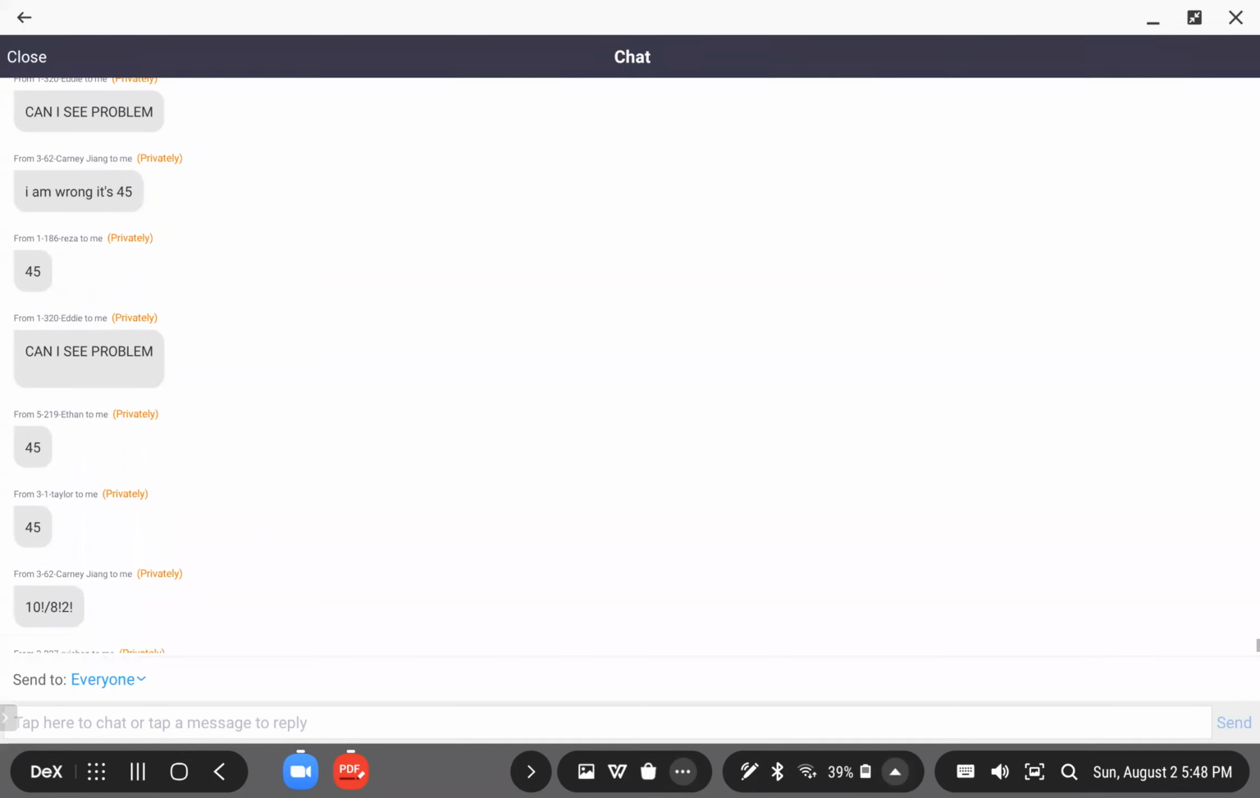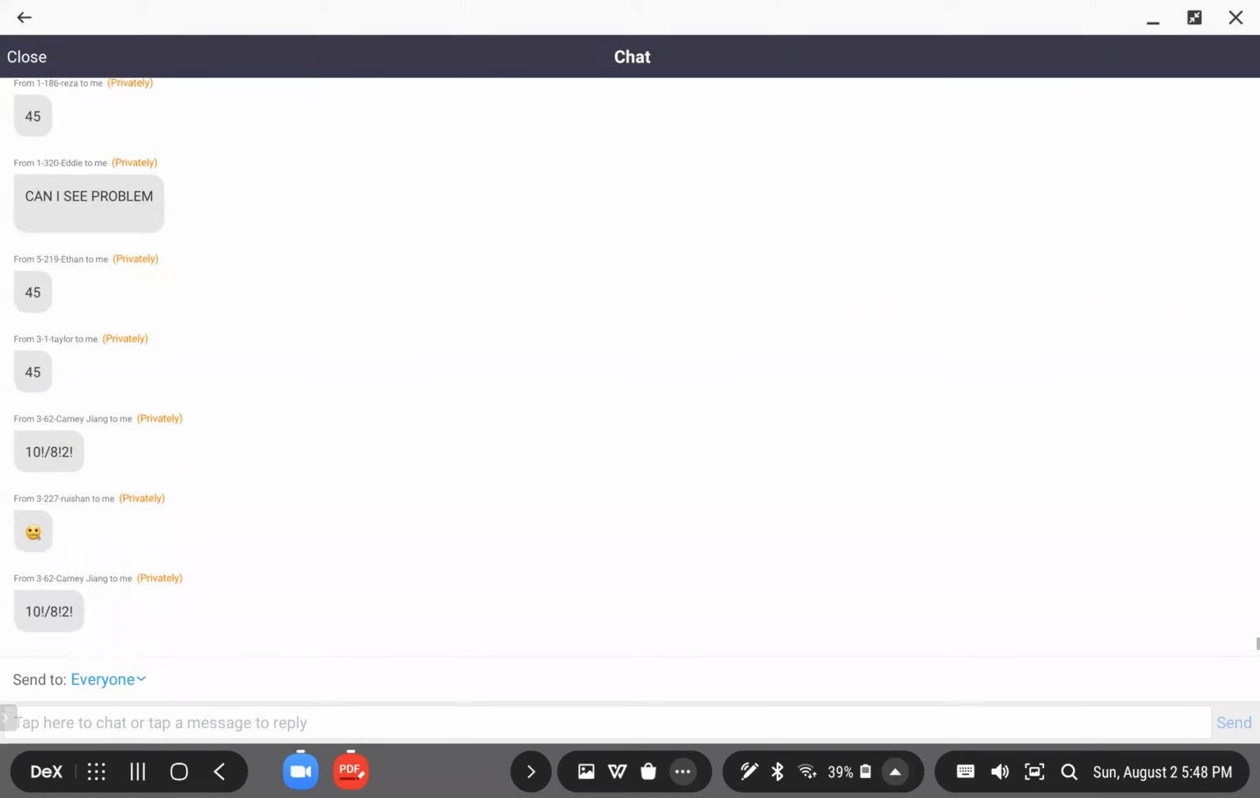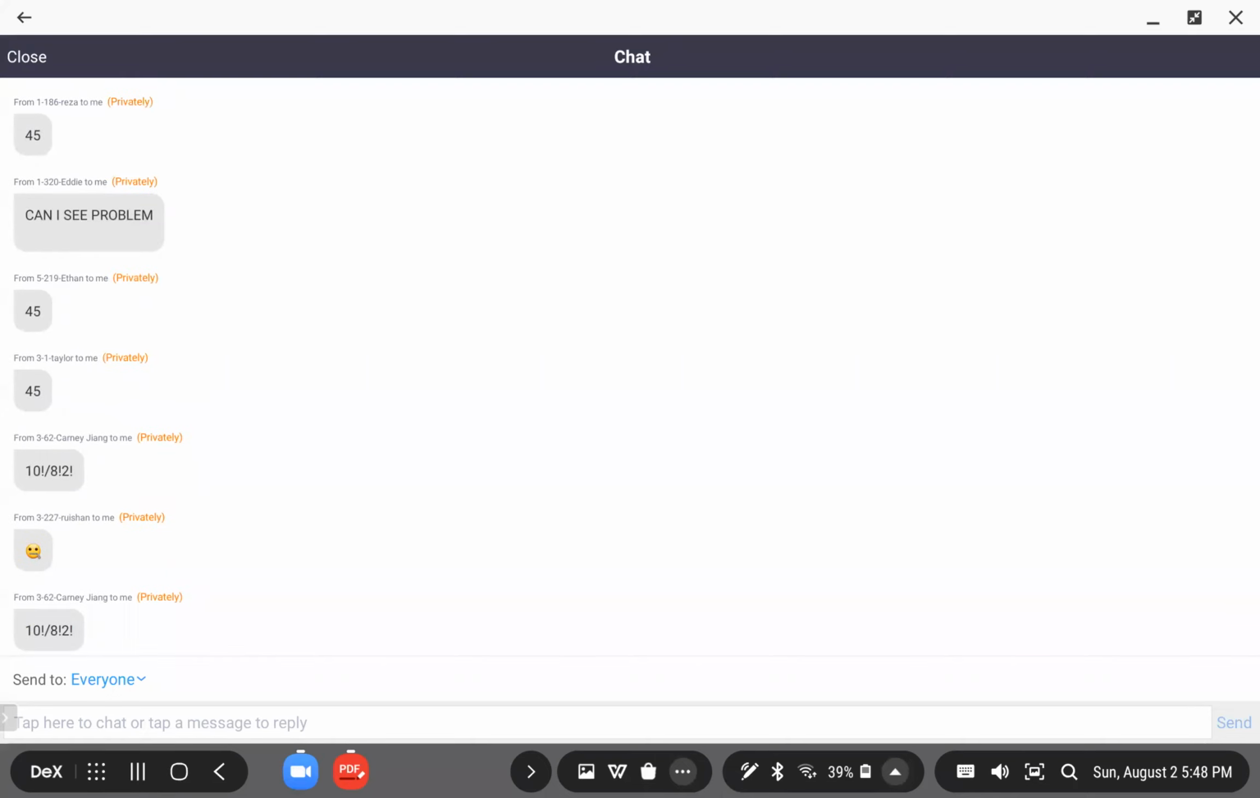So Carney says it is 10 factorial divided by 8 factorial times 2 factorial. Okay, so very good. Now I'm going to walk you through it.